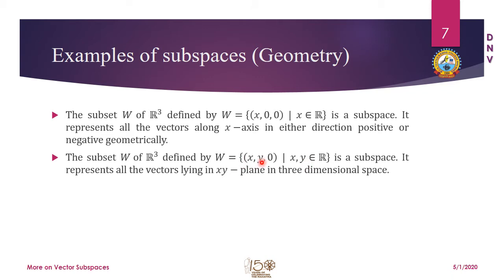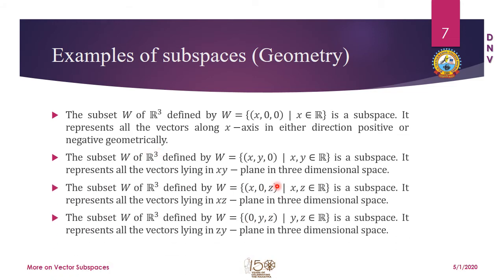Secondly, the sum of two vectors of similar nature will again be a vector of this kind, and the third one, (αx, αy, 0), will also be a point or vector on the xy plane. So all the three axioms are satisfied. We can call this W a subspace of R cube. And similarly, the xy, yz and zx planes are all subspaces of this R cube. So we can write these two also.